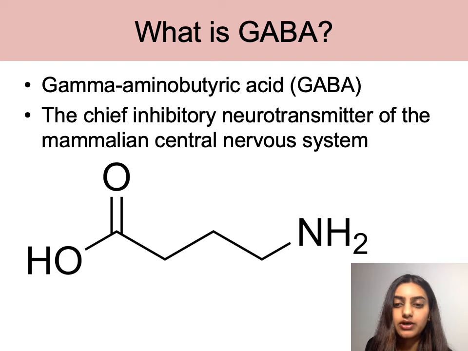GABA stands for gamma-aminobutyric acid, and it is the chief inhibitory neurotransmitter of the mammalian central nervous system. Here we see a structure of what it looks like. And because it is an inhibitory molecule, it's involved in numerous neuropathologies like epilepsy and Parkinson's disease. And GABA carries out its work by binding to a GABA receptor. For my research, I focused on the GABAA receptor.